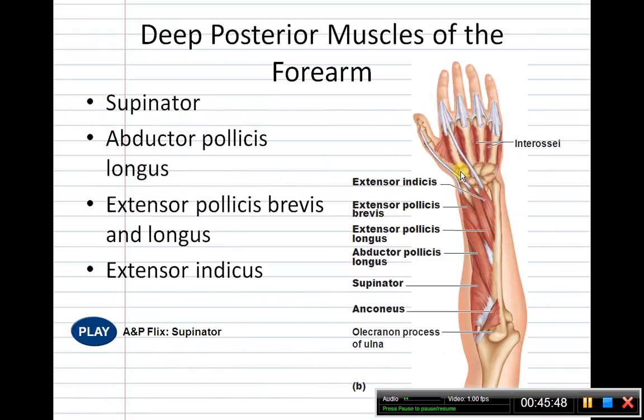All right, a couple of the deep muscles. You had a pronator on the front side. So what's the opposite of pronator? A supinator. Remember, a pronator makes you flip your hand over like you're accident prone, like you're going to land palm down. A supinator flips it back like you're holding a bowl of soup.